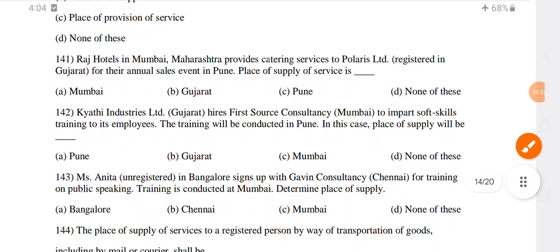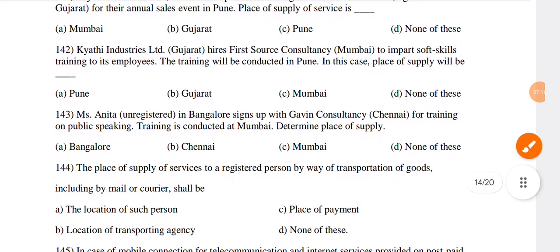Next question. Raj Hotels in Mumbai, Maharashtra provides catering services to a Limited company, registered in Gujarat, for their annual sales event in Pune. Place of supply of services is dash. Option A Mumbai, B Gujarat, C Pune, and D none of this. The correct option is C.